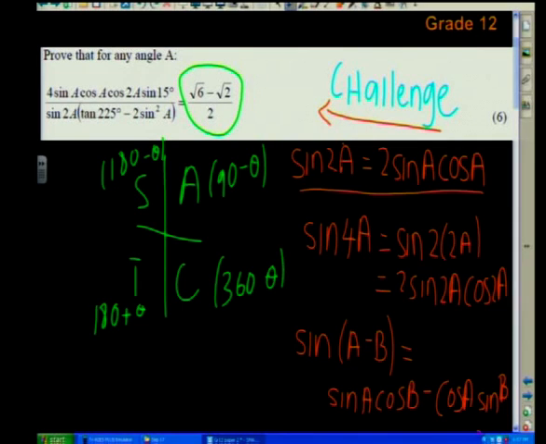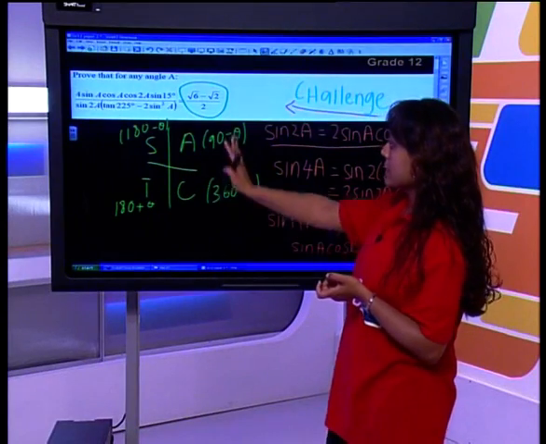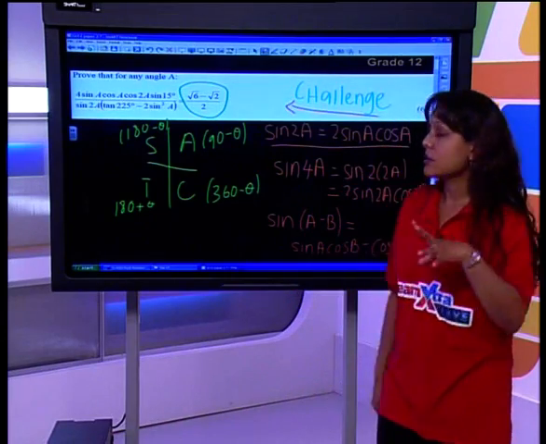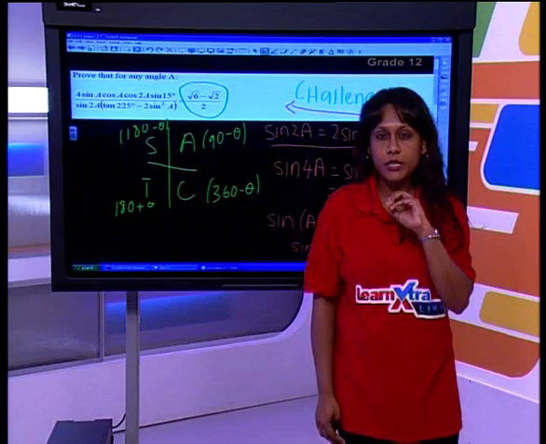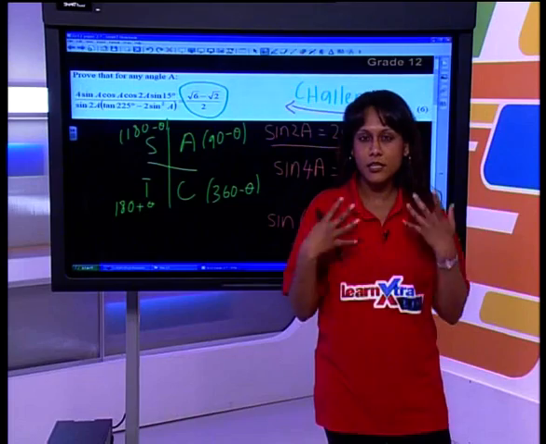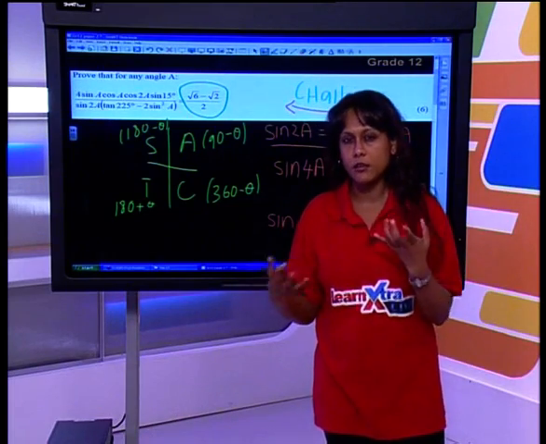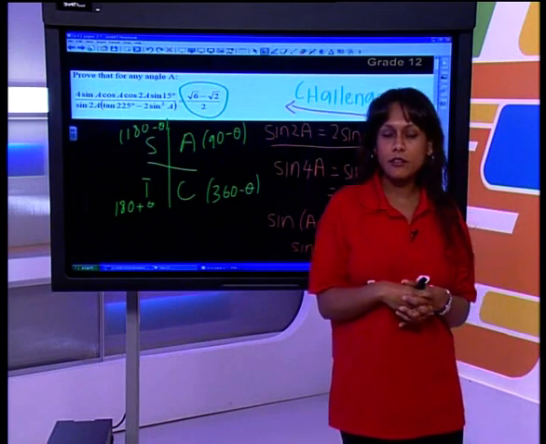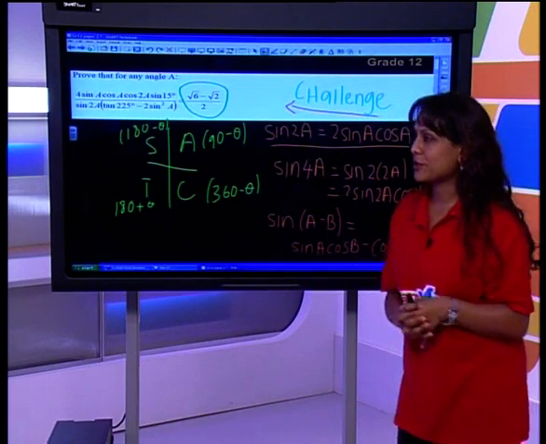So you're going to use your CAST diagram, remembering sine is positive in the second, tan in the third, cos in the fourth. Everything's positive in the first quadrant, but you need to remember your co-functions. And very important, when you do reduction formulas, you're going to try to reduce everything to less than 90 degrees. You want them to be acute angles, and if they are special angles, all the better. I think that will help you quite a bit with that question.